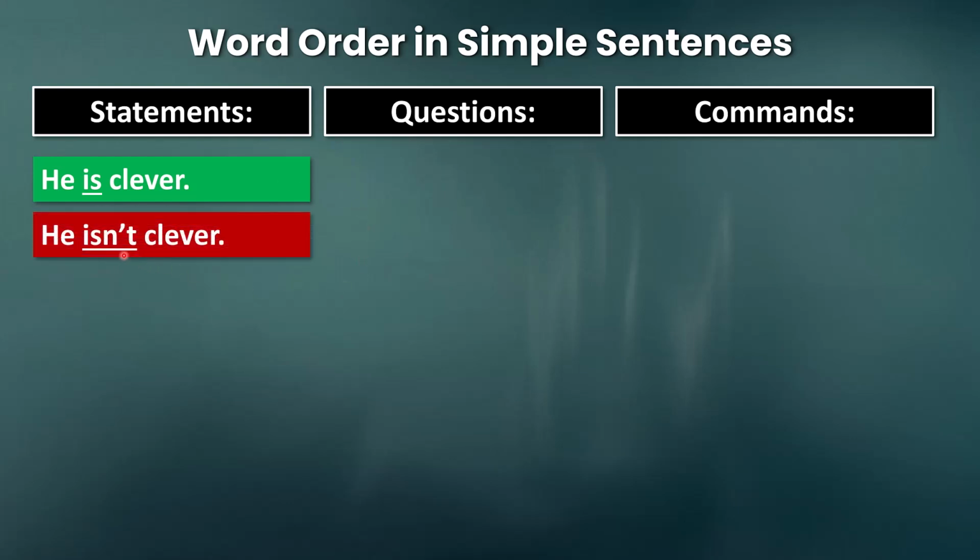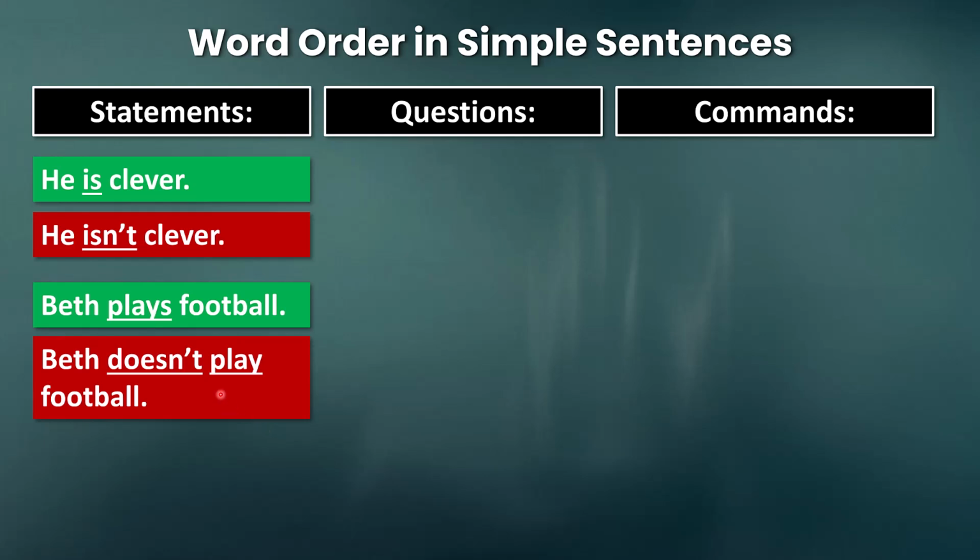Well, we add not after the verb. He isn't clever, or he is not clever. Here's another example. Beth plays football. Now let's look at a negative sentence. Beth doesn't play football. So here we have does plus not before the verb. Beth doesn't or Beth does not play football. If the subject was plural, like children, the children don't play football.